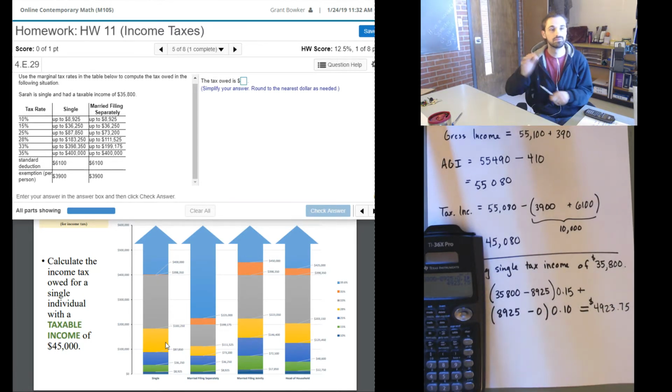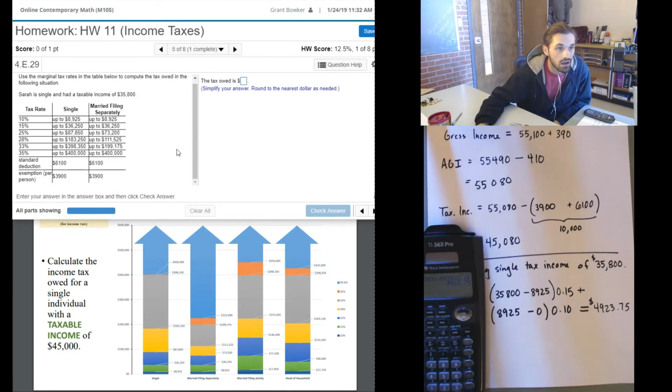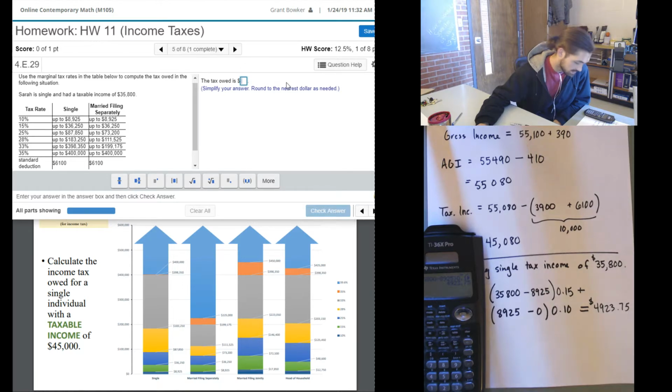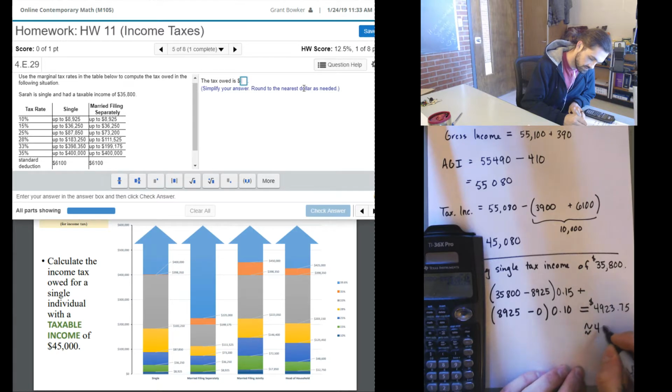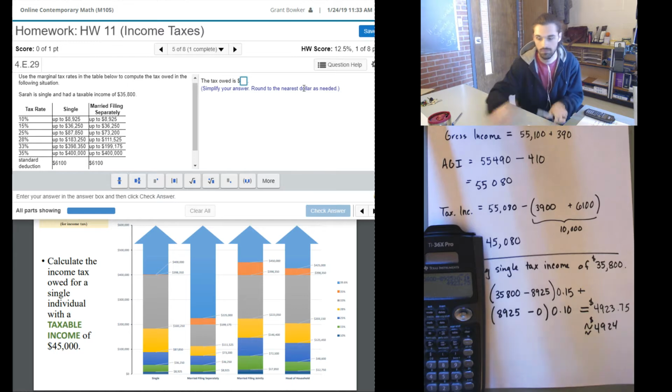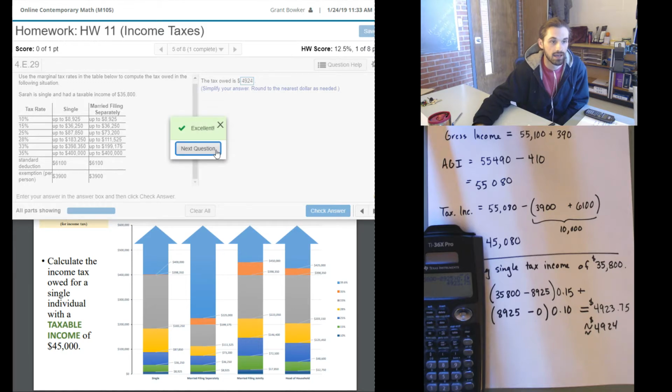All right. So the tax owed, make sure we don't have any tax credits. No tax credits. Okay. So the tax owed, do we have to round? Round to the nearest dollar as needed. Okay. So 49.24. Yeah. All right.